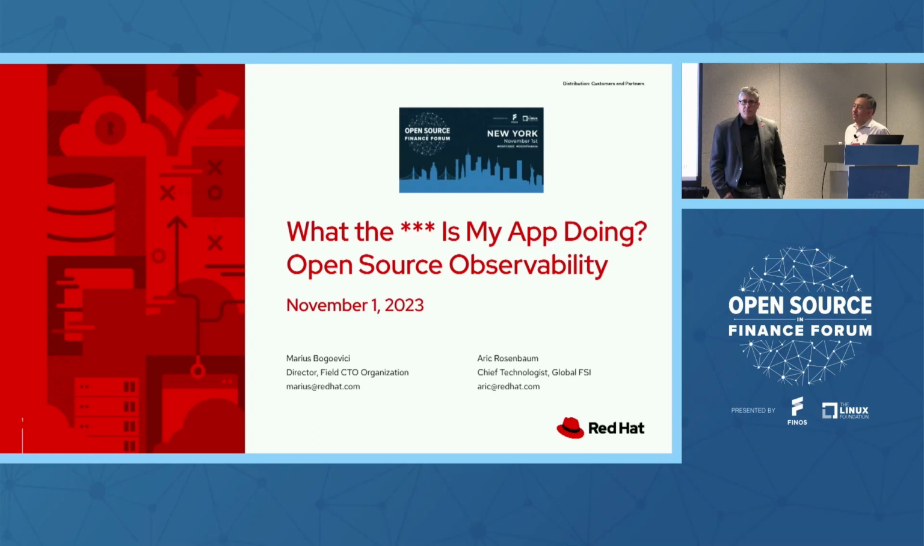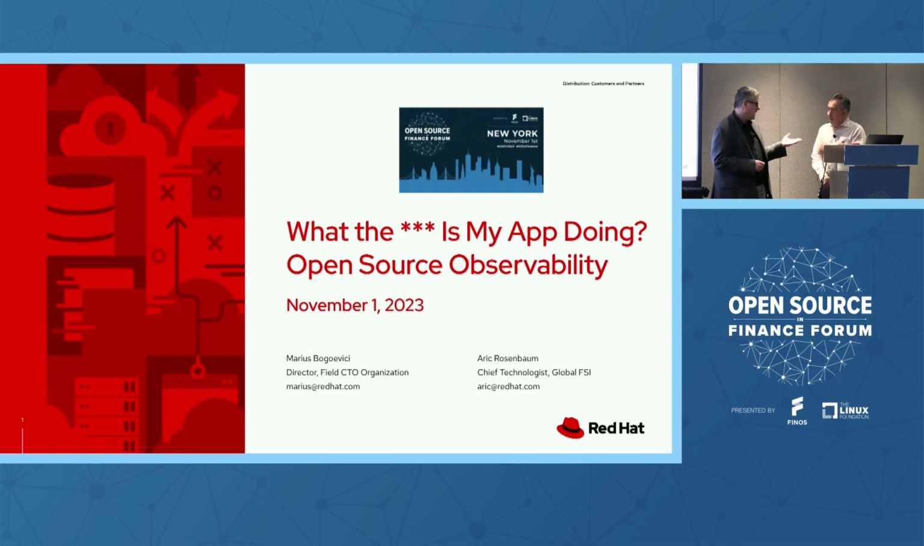We're going to talk about observability and especially how open source helps build observable solutions. My name is Marius Bogoevici. I'm leading a team of chief architects in the CTO office at Red Hat, focusing on technology strategies that work with customers and also help influence the product strategy of Red Hat. I'm personally very invested in open source. I've been an open source contributor and project lead since 2008. So I'm very excited to talk about observability today.